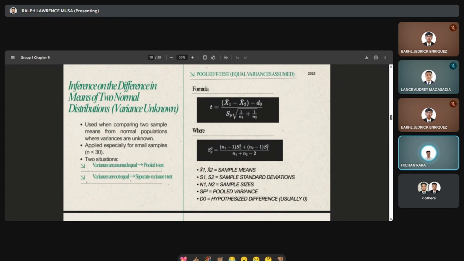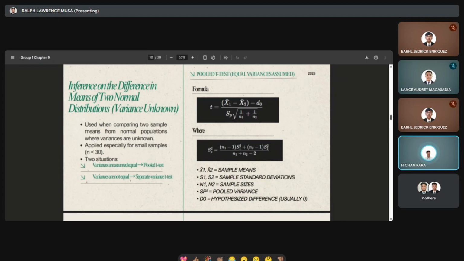So dito naman tayo sa inference of difference in means, variance unknown naman. This test compares two sample means from normal populations where the variances are unknown. It's mainly used for small samples, like n less than 30. As we have two cases: one is if variances are equal, we use a pooled t-test. Then pagka hindi naman equal, we use a separate variance t-test.